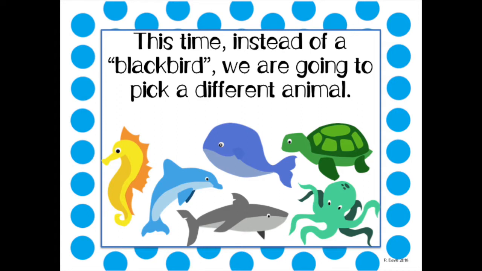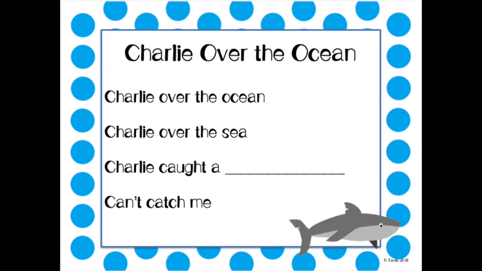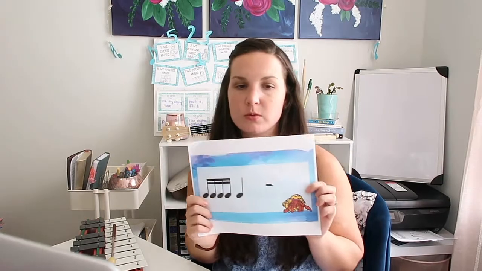So we go through that, and then I always ask them the same question: is a blackbird an ocean animal? And they're like, no. And I'm like, oh, cool. So this time we're going to pick a different animal, and when we get to Charlie caught a whatever, we're going to go through whatever animal is on our little rhythm cards. So I pull out a rhythm card, so we got a hermit crab.